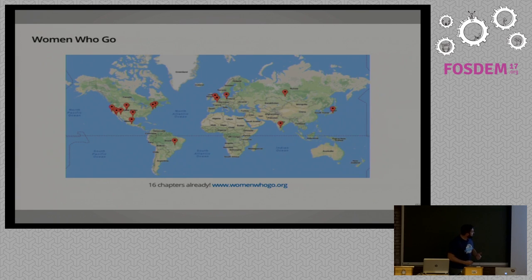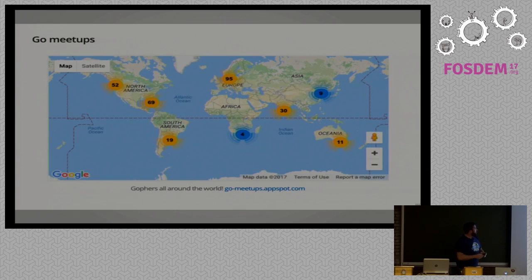And I was going to say there is not one in Brussels, but there might be. I don't know. I cannot zoom in there. But if you're considering doing it, it is very easy to create a new chapter, and you have a lot of support from all the other chapters. So think about it. We also have Go Meetups.